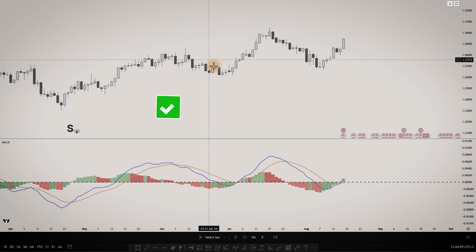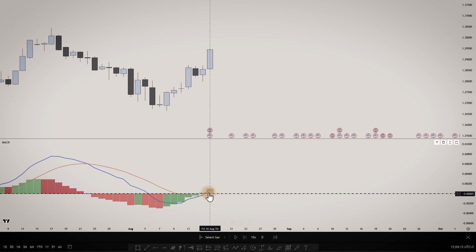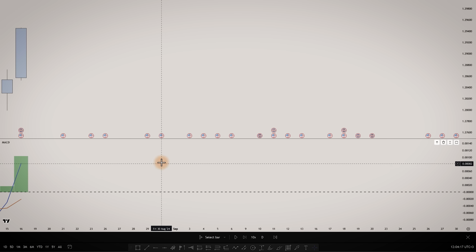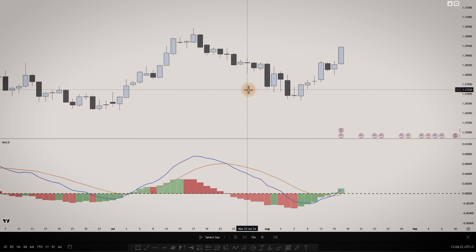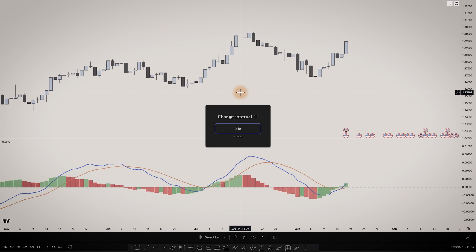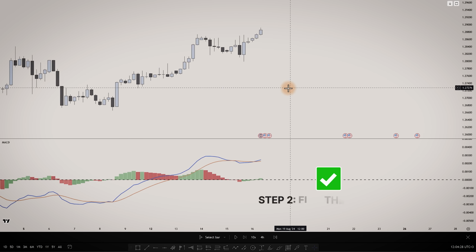Step 1 is to check the trend. I look at daily MACD first thing, which side of 0. That's my bias for the entire day. If it's above 0, I'm only looking for buy trades. Below 0, only sell trades. This takes 5 seconds.